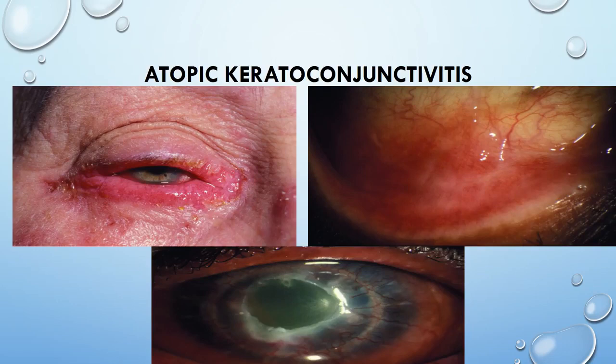Eyelids. Eyelid skin changes consist of hyperemia, dryness, scaling, thickening, sometimes with fissuring and scratches, excoriation, apparent here in the lateral canthus, associated with chronic staphylococcal blepharitis.